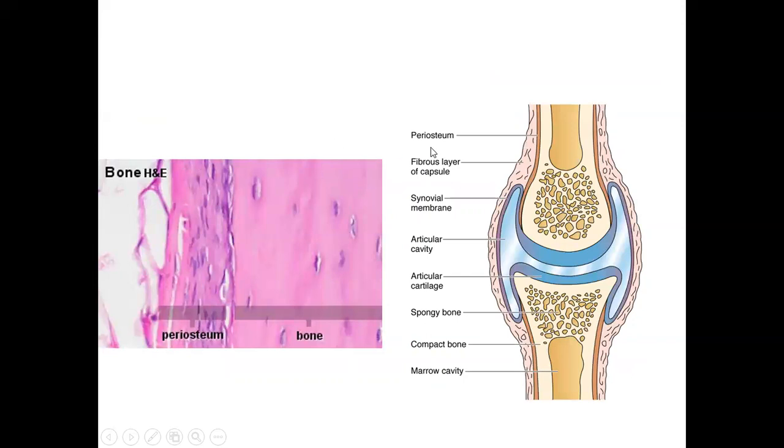Okay, so if you see from this picture, this brown colored line here represents the periosteum. If you see here, this is the articular cartilage, right? The part of the bone that is covered by the articular cartilage is not covered by the periosteum. So you can see here there is an absence of the periosteum here.